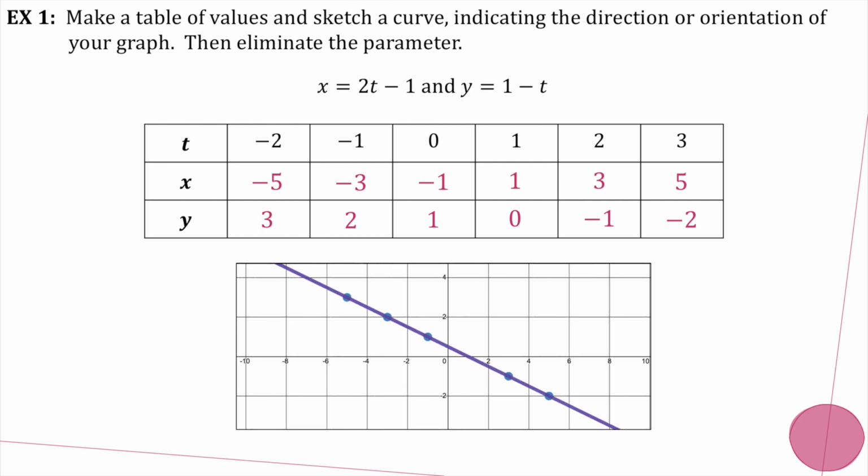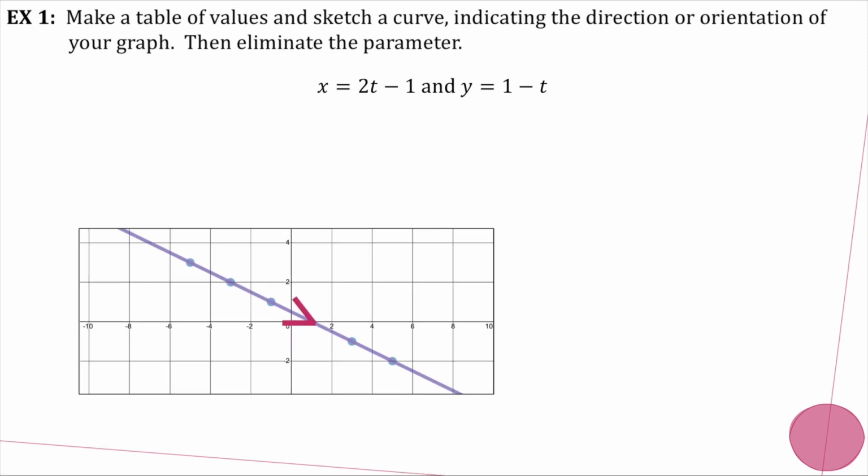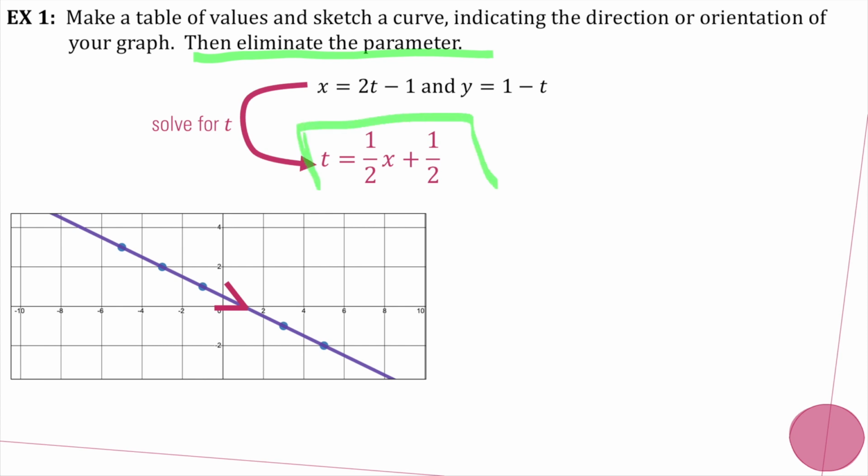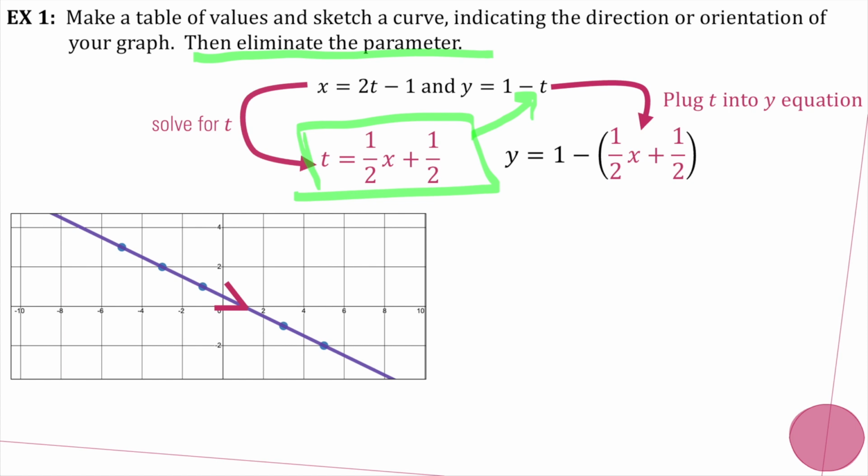All right, so we have a line here. And as you were plotting, did you notice that the line was going in a downward direction? So we can put this arrow here to indicate that. Now the second part said to eliminate the parameter. Well, you can't just take it out, but what you can do is take the x equation and solve for t, then take that t and plug it into the y equation. And when you clean that up a little bit, we have the equation of our line right here: y equals negative 1/2 x plus 1/2. Isn't that cool? I love how that all works.